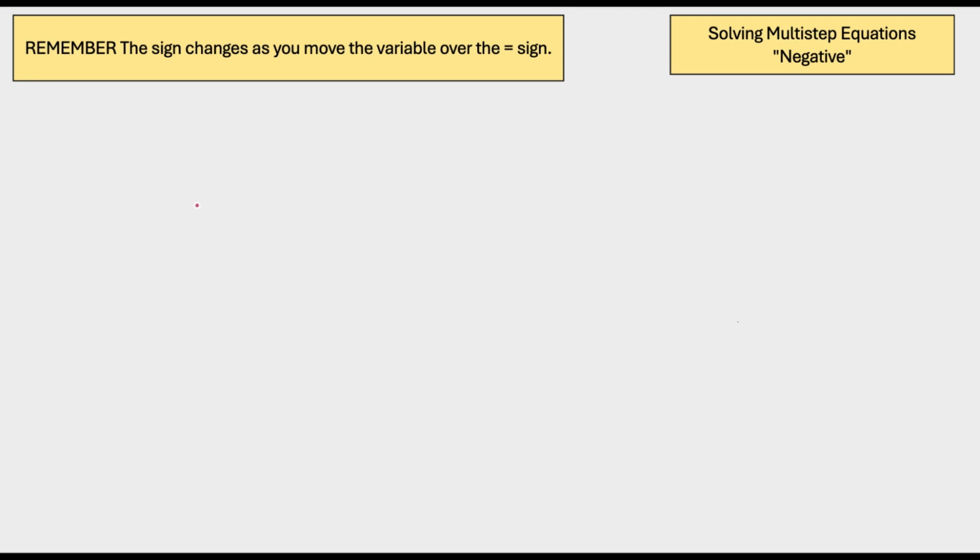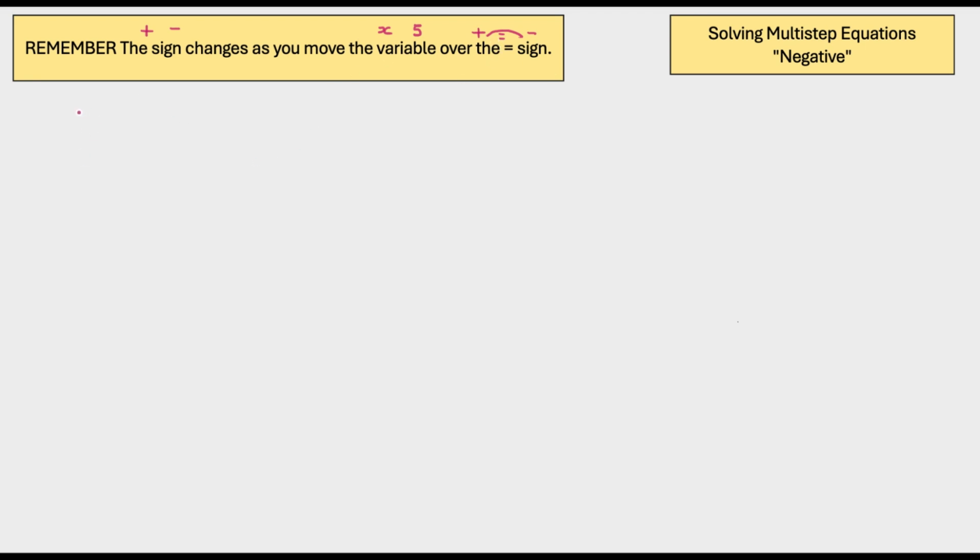So all you need to remember is the sign, our plus or minus, changes as you move the variable, which is an x, a letter, should I say, could be an x, or a number, over the equal sign. So it goes up over. So if it's a plus, this side of the equation, when you take it over the equal sign, it becomes a negative. Okay?